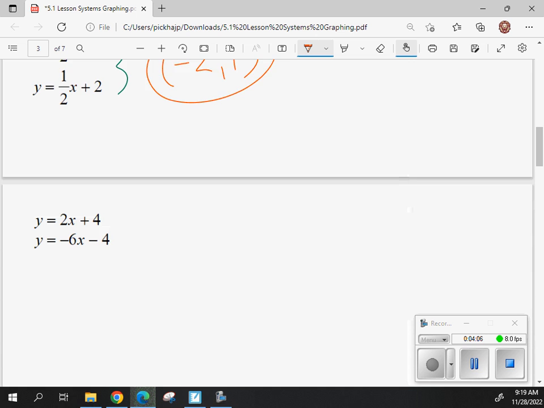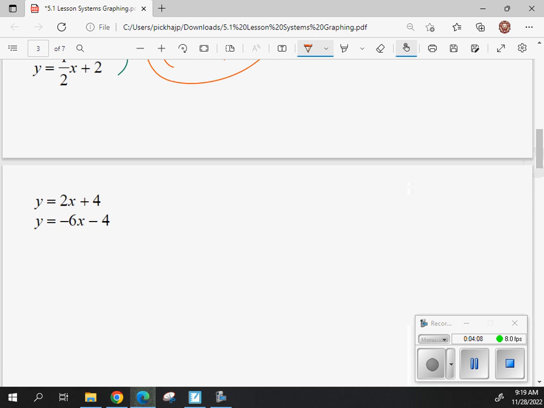So what I want you to do is try this problem on your own. A question box is going to pop up where you put your answer to this system of equations. Make sure you use Desmos. If you need help, please raise your hand and ask.